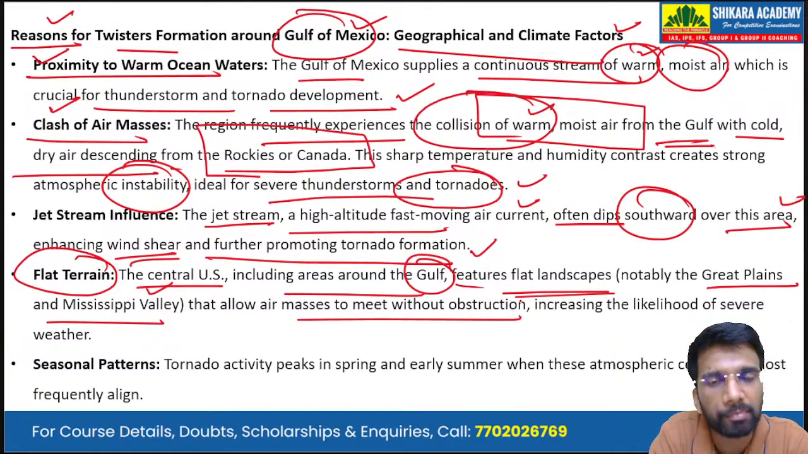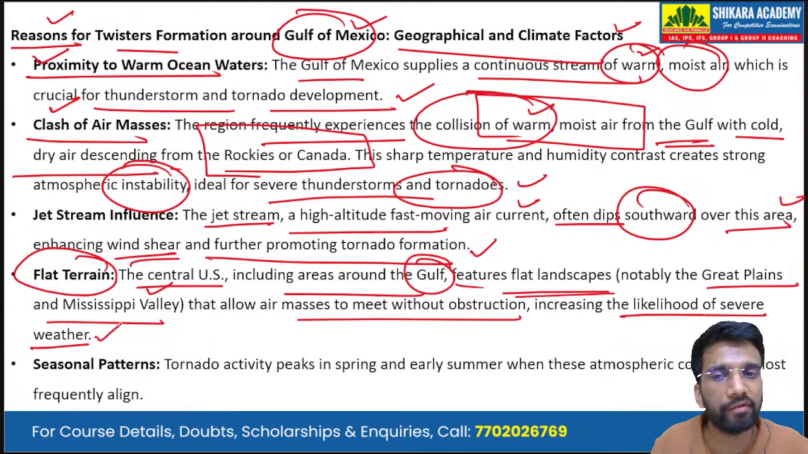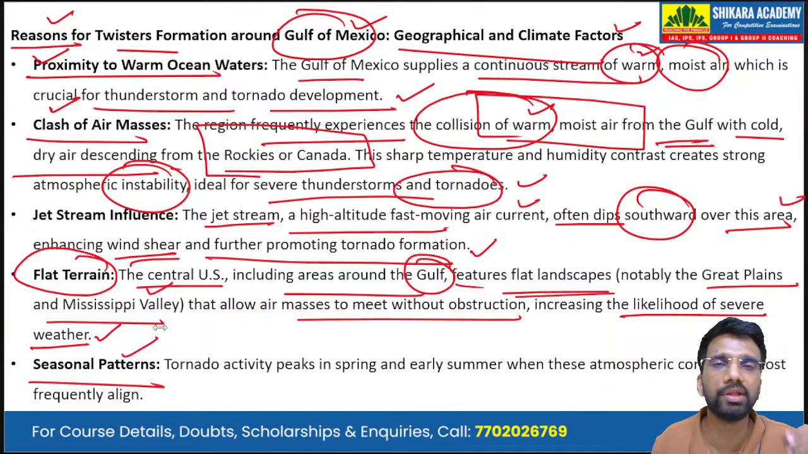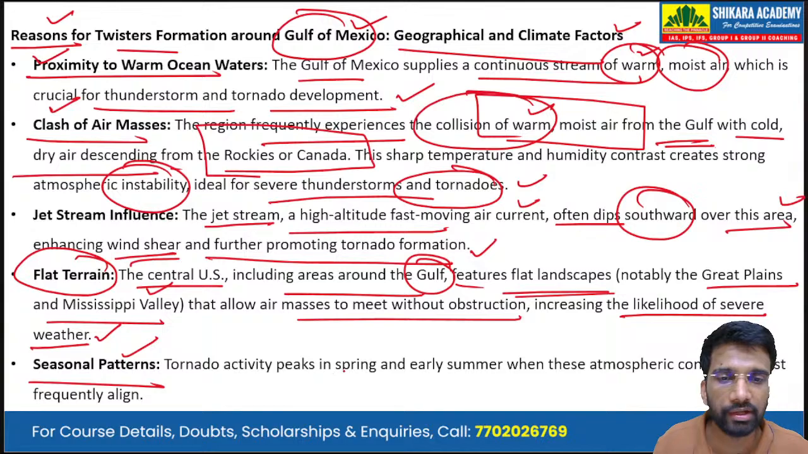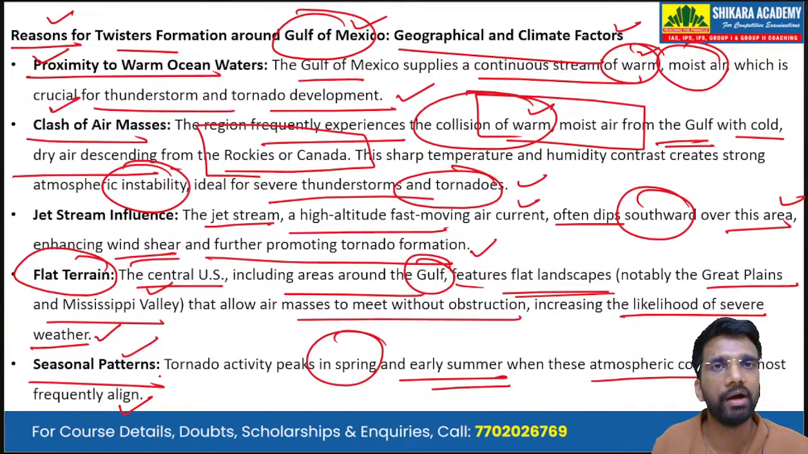But because the surface is plain, the terrain is flat, the large air masses collide frequently. This increases the likelihood of severe weather. Lastly is the seasonal patterns. Tornado activity peaks in spring and early summer when these atmospheric conditions most frequently align.